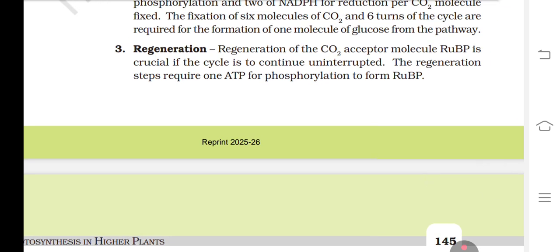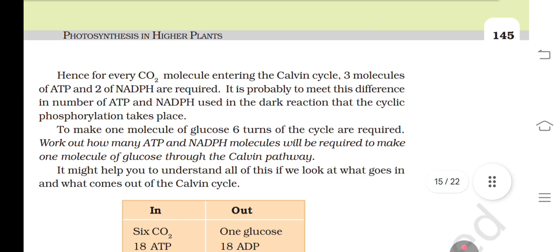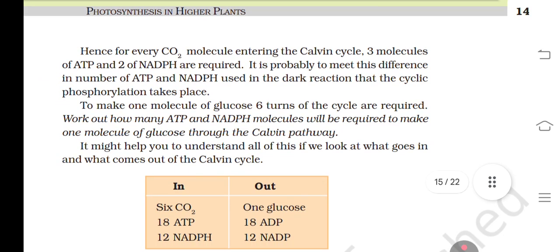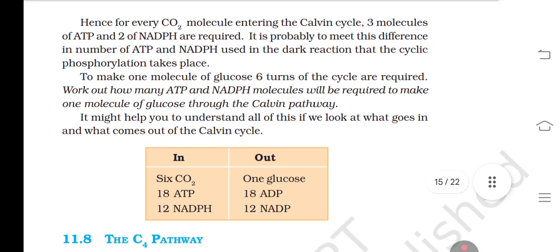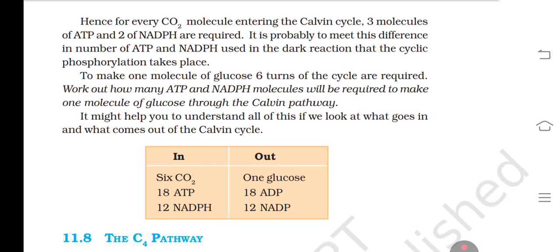Regeneration of the carbon dioxide acceptor molecule ribulose bisphosphate is crucial if the cycle is to continue uninterrupted. Regeneration steps require one ATP for phosphorylation. Hence, for every carbon dioxide molecule entering the Calvin cycle, 3 molecules of ATP and 2 of NADPH are required. It is probably to meet these differences in the number of ATP and NADPH used in the dark reaction that cyclic photophosphorylation takes place.